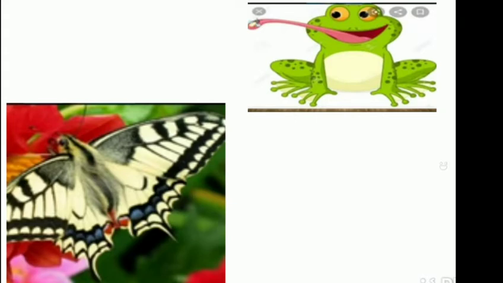Now see, you have to think about it. What do you see? We see a butterfly which is sucking nectar from the flower. Then you see a frog. See, its tongue is protruded out. It's catching an insect. Butterflies feed on the nectar of the flowers. Can a frog do the same? No. It catches insects.